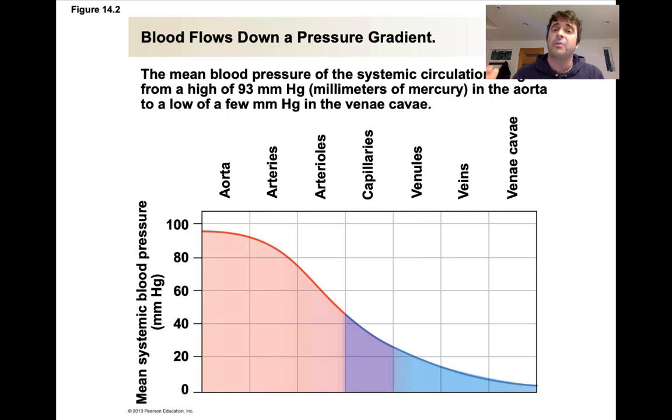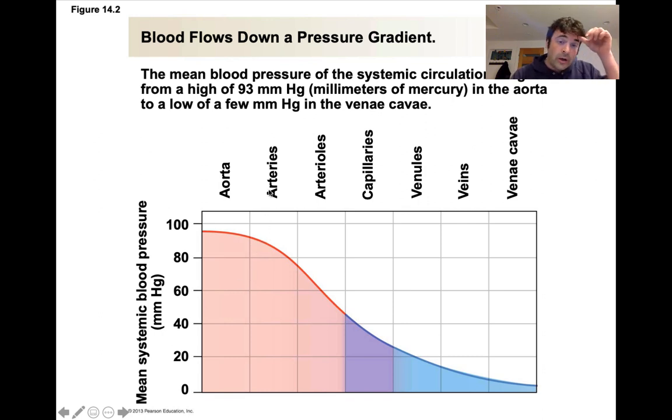Millimeter of mercury is a measurement of pressure. It's how much pressure the blood is exerting against the side of the blood vessel wall, really. But it's just a measurement of pressure. And notice that blood is flowing from areas of high pressure to areas of low pressure. Mean is kind of an average.